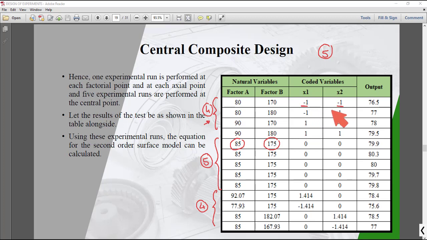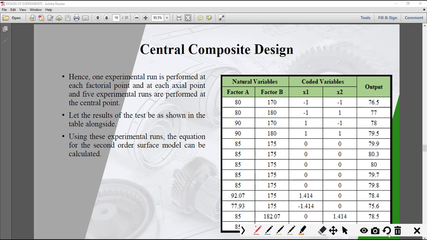So here we have -1, -1. Here what do we have? 80, which is less than 85, so -1. But we have 180, which is +5, so we are writing +1. Over here we have the value of alpha. This is plus alpha, right? So plus 1.414, which is the square root of 2, right? That is the same thing which I have done over here.